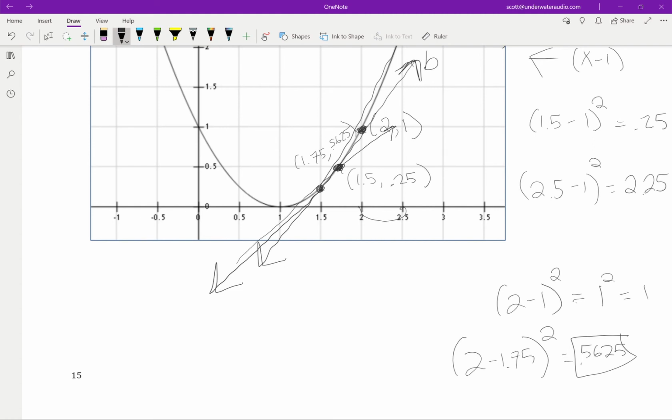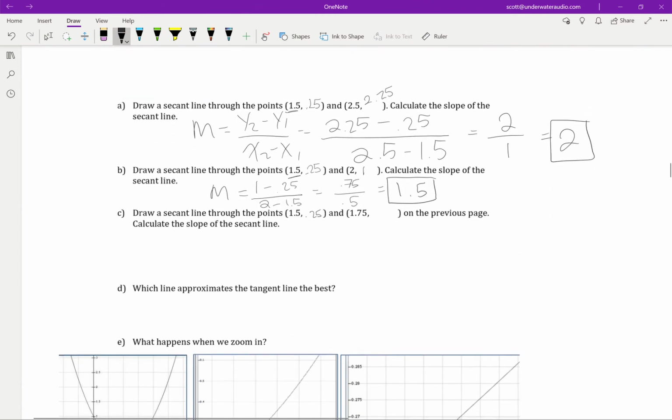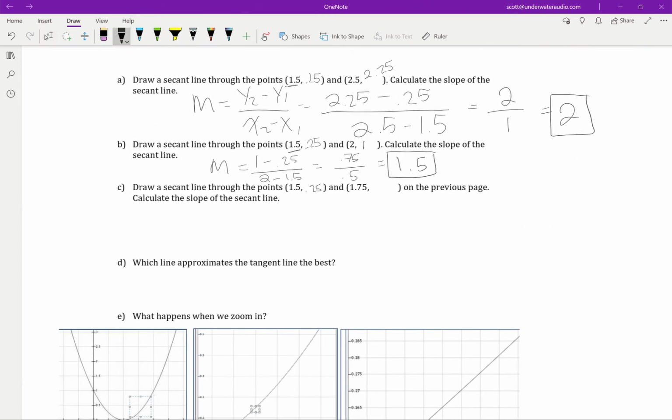All right, so I've got a bunch of secant lines. Now I'm going to calculate the slope. And I'll write in here, this is 0.5625. So slope is going to be y2 minus y1, 0.5625 minus 0.25 all over 1.75 minus 1.5. Okay, and then that is definitely something I want to put in a calculator because I am a little bit lazy. Okay, it looks like 1.25. Yeah, I'll put that into a calculator.